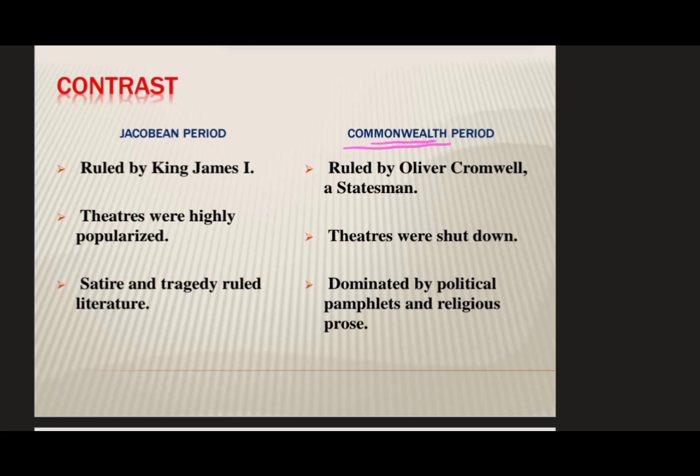The next point is satire and tragedy ruled literature during Jacobean period. Because of the diversification in the society, satire and tragedy ruled in the literature in Jacobean period. But when we come to Commonwealth period, we see the domination of political pamphlets and religious prose. So politics came into literature dominantly in the Commonwealth period. Before Commonwealth period also, they used to write about societal scenarios, admiring the queen or using the technique of allegory, but not directly. But in the Commonwealth period, we see the domination of political pamphlets directly in the literature.